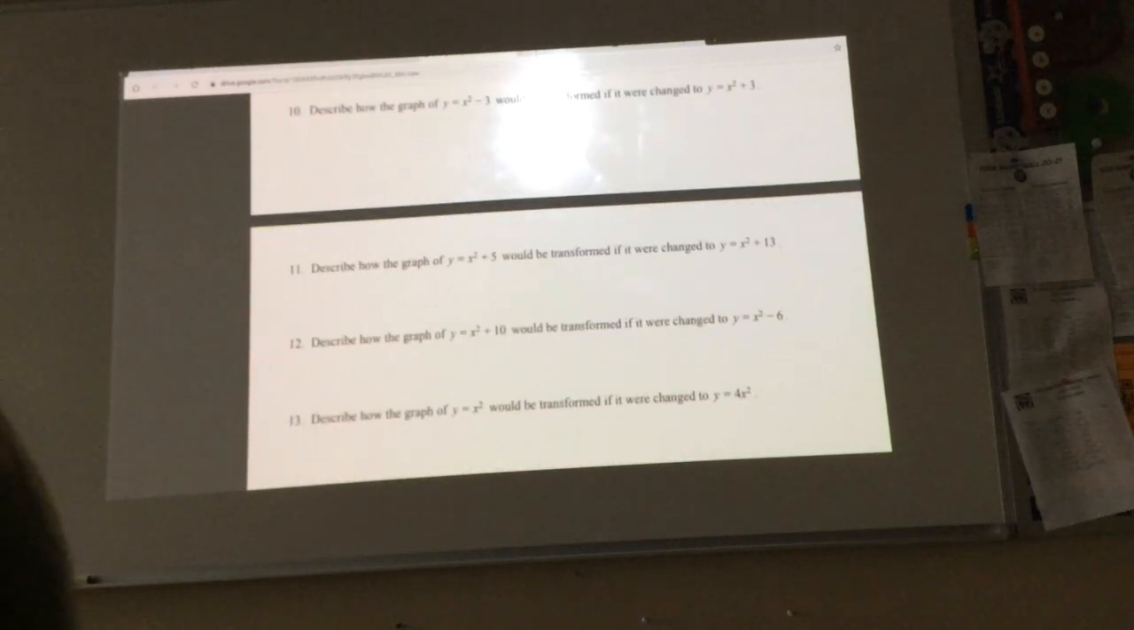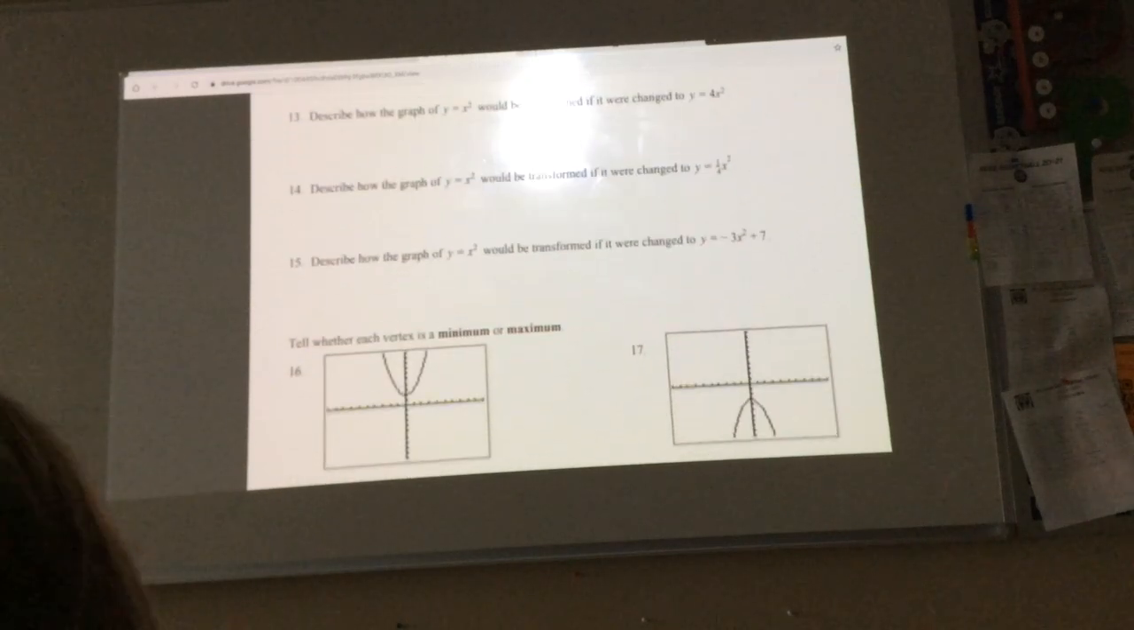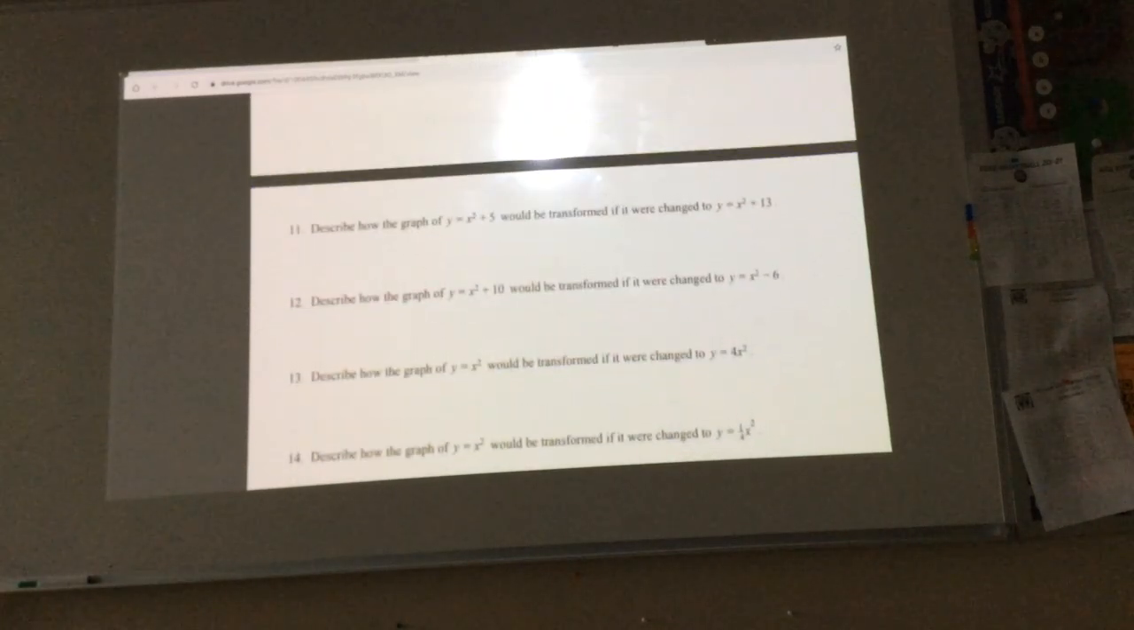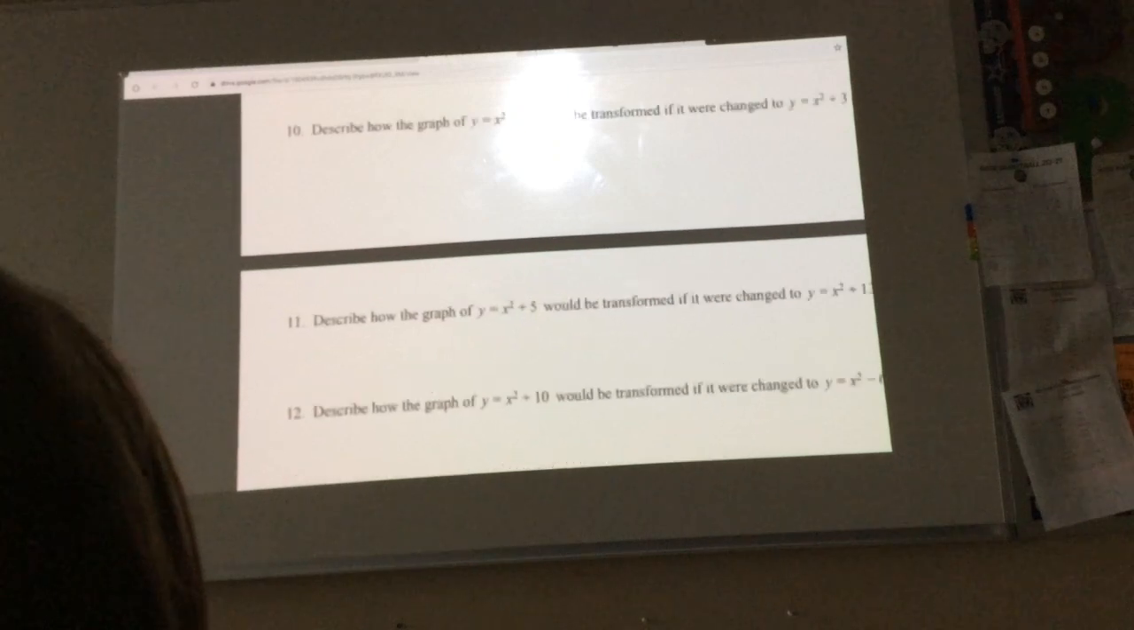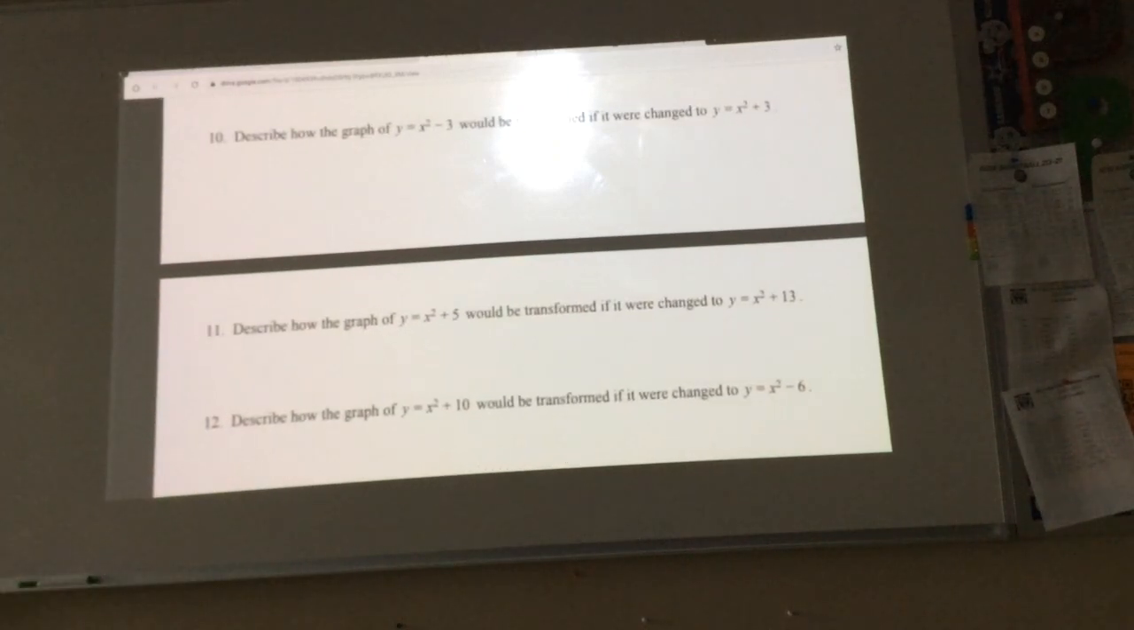Okay, number 10, through the rest of this page, basically. We're going to talk about how we would describe these changes. This says, describe how the graph y equals x squared minus 3 would be transformed if it were changed to y equals x squared plus 3. So here's what I want you to do. Go to your y equals. In y1, I want you to type this first equation: y equals x squared minus 3.